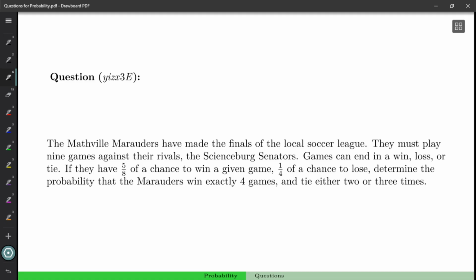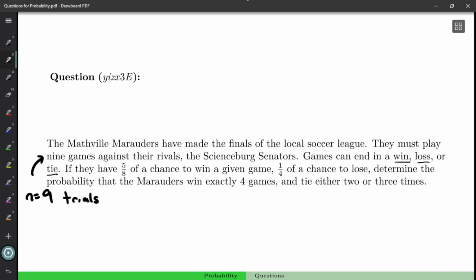So, we've got a repeated experiment, the Mathville Marauders playing against the Scienceburg Senators. That's going to be repeated 9 times. That's going to be the number of trials in our question. We have some probabilities here, but notice we have 3 outcomes: win, loss, and tie. So we're going to have to use our multiple outcomes probability formula.